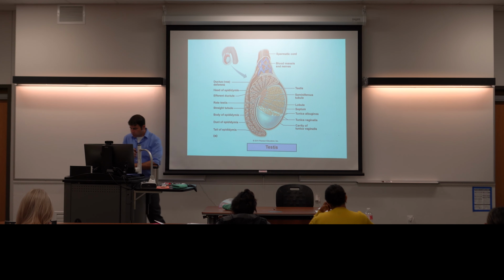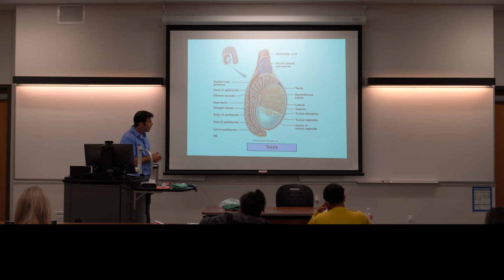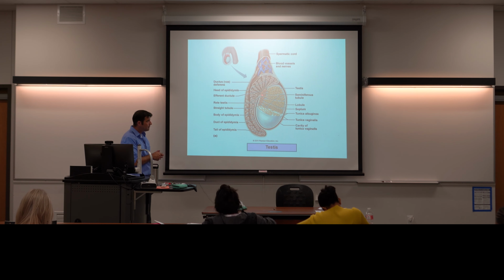So from the flow chart, we can get halfway. This is number 22. It starts there in the seminiferous tubules, then it goes to the straight tubule. From the straight tubule, we enter the rete testes. From the rete testes, we enter the efferent ductule. From the efferent ductule, we go to the head of the epididymis, the body of the epididymis, and then the tail of the epididymis, which then turns and leads into this vas deferens or ductus deferens.